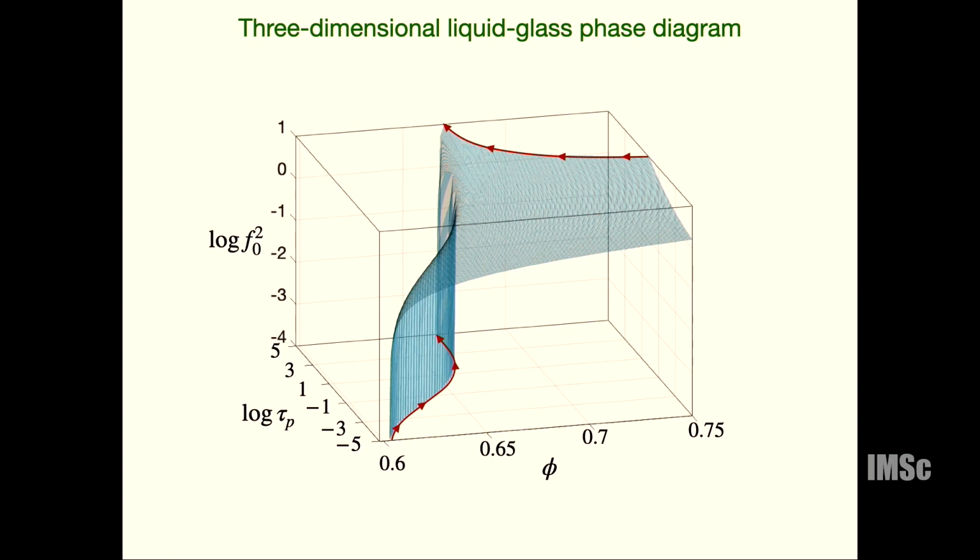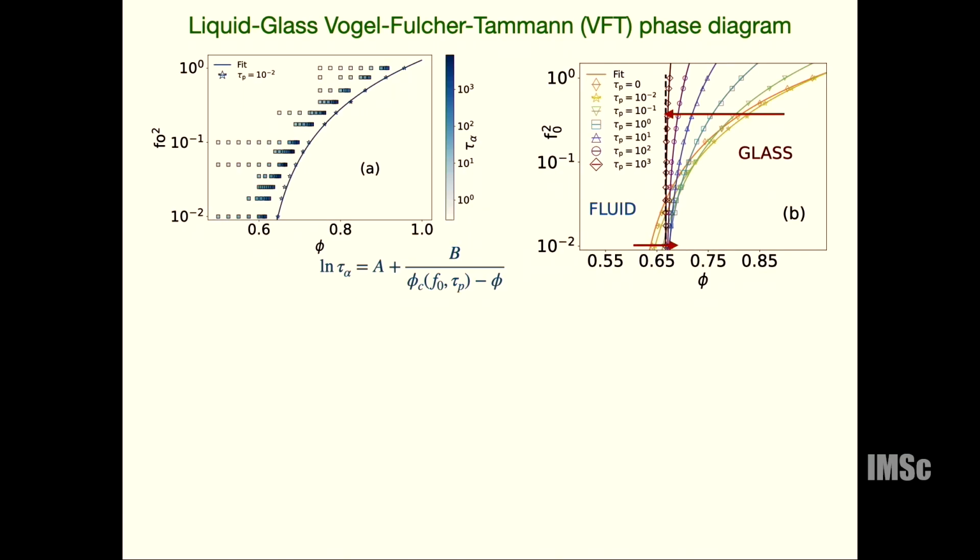This is the 3D phase diagram. The z axis is log f naught square, from this side to this side log tau p increases, and phi increases from left to right. So, at very small f naught square with increasing tau p, phi increases. This is the trajectory, and when f naught square is large, then phi decreases. A similar phase diagram was also obtained in that 2017 paper by Ludovic Berthier and Szamel via the consideration of the diffusivity of the system.